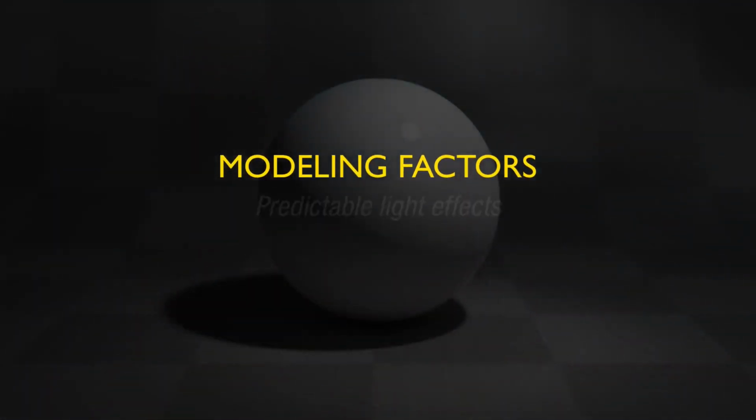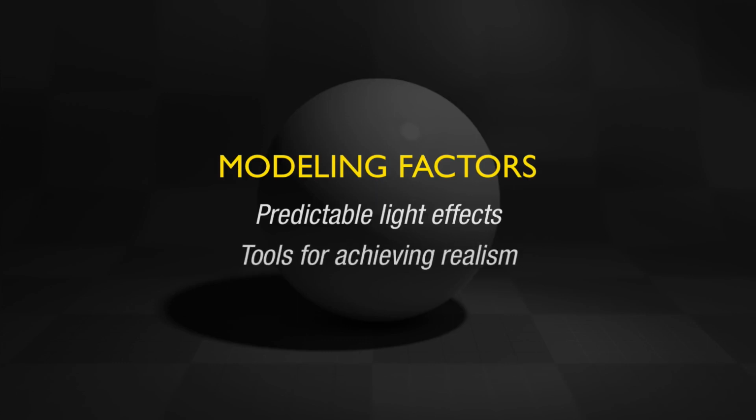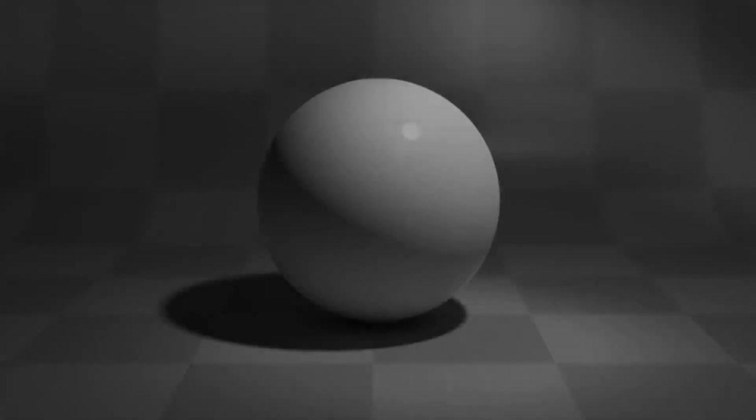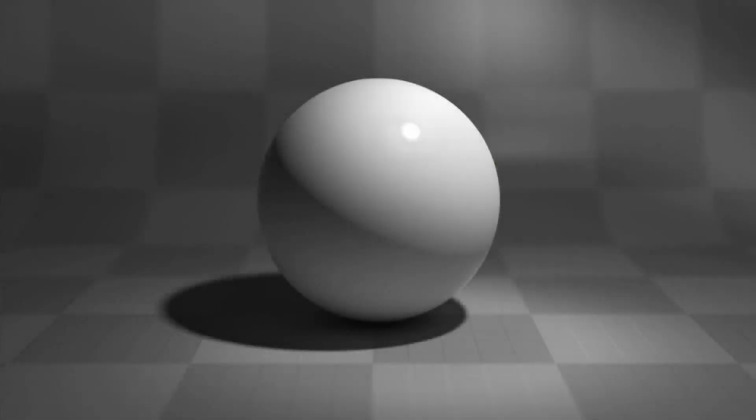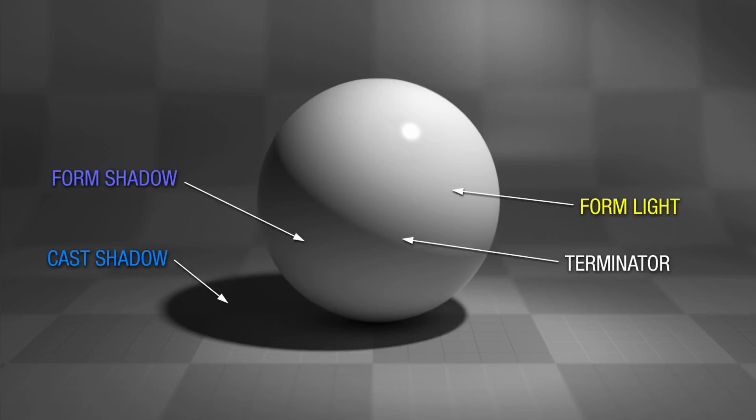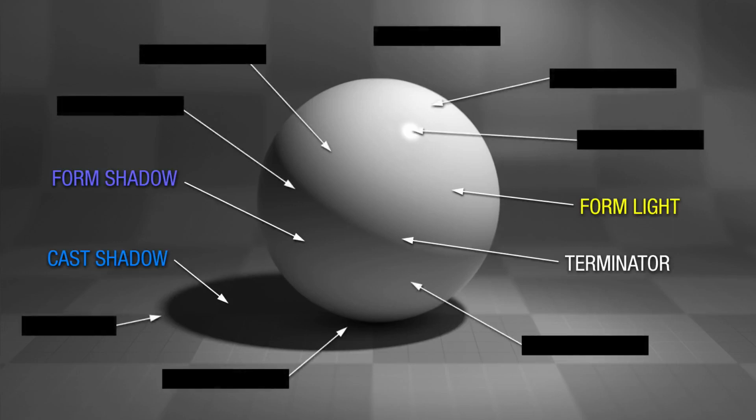Modeling factors are predictable light effects. If your goal is realism, you can think of modeling factors as your tools for achieving that realism. You can also use them as a checklist. If one or more of these modeling factors are missing, your image probably looks less real than what is possible with all of the modeling factors. We're going to look at 12 of them. The first 4 allow us to separate light and shadow, and you know them already. The remaining 8 help us to create realism.